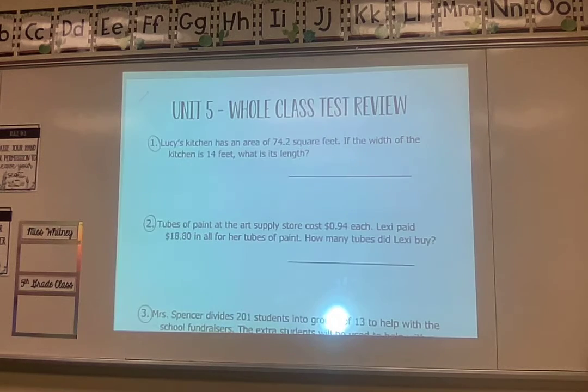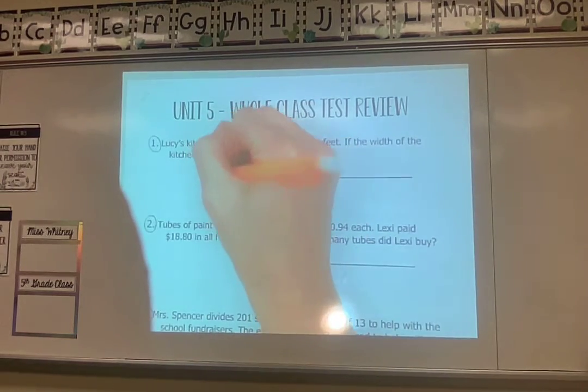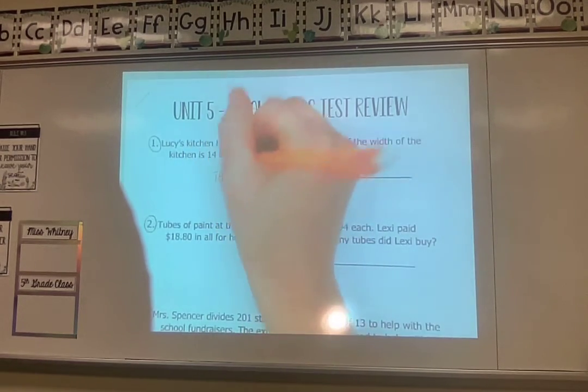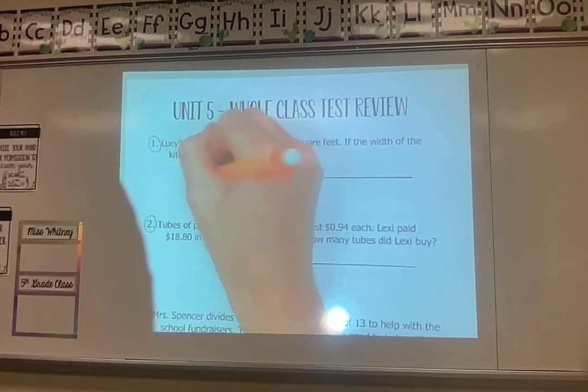Okay, I'm gonna go ahead and start with number 1. Lucy's kitchen has an area of 74.2 square feet. If the width of the kitchen is 14 feet, what is its length? Well, first I know that I'm dividing because Unit 5 is all division. I just need to know which number goes inside the house, and that would be 74.2. So I'm gonna put that inside the house, which means 14 goes on the outside.